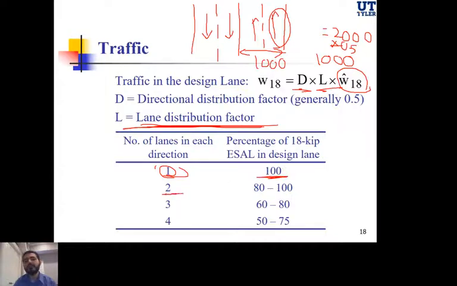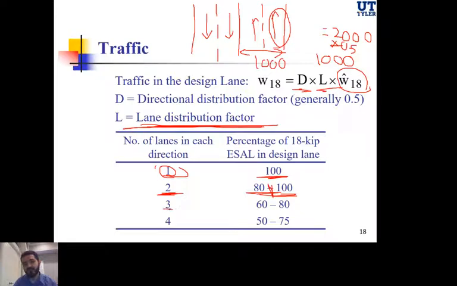But if I have two lanes per direction, the lane distribution factor is somewhere between 80 to 100%. You may wonder why. Can't we just say half of the 1000? If you want to do half of the 1000, you're not really including any factor of safety. Typically, the outer lane, the right lane, handles much more traffic than the passing lane or the left lane. So that's why if we have a two lane per direction structure, we multiply the 1000 by 0.9, which is the average between the two numbers here.